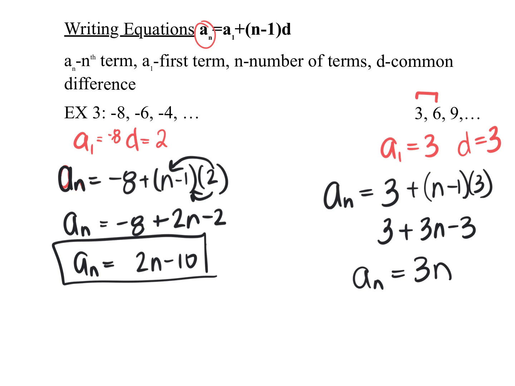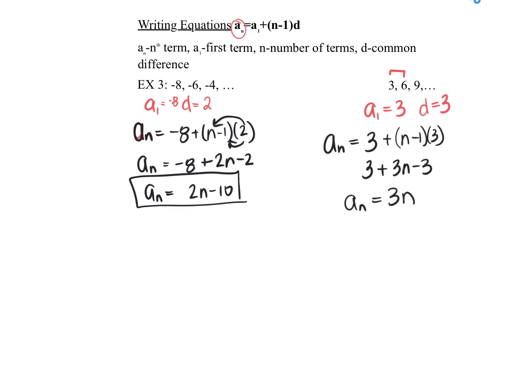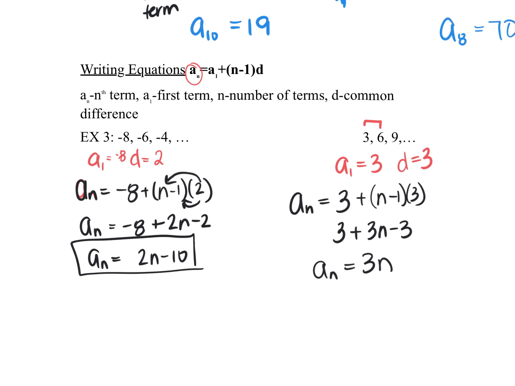What this means is if I want to know the first term, I plug in 1 and I get 3. Is that correct? But if I wanted the 25th term, I don't have to write it 25 times. I can just do 25 times 3. That tells me the 25th term is what? 75. Okay. Questions?